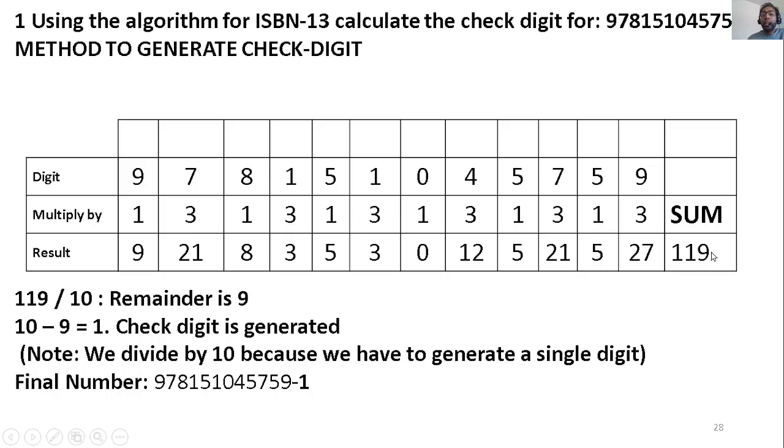When we divide any number by 10, the last digit of that number is the remainder. So we divided 119 by 10, so the 9 is the remainder, and we subtract 9 from 10 and we get our check digit, that is 1. 10 minus 9 gives us 1, so this is our check digit, that is 1, and this is our final number, 9781510455759, and 1 is the check digit for it.